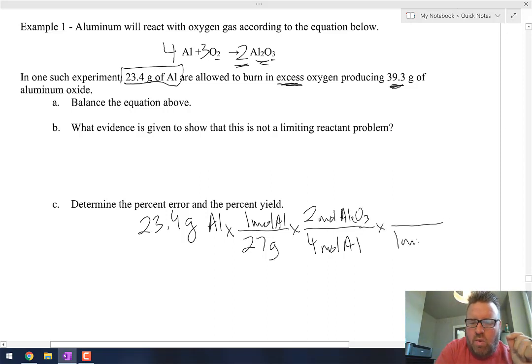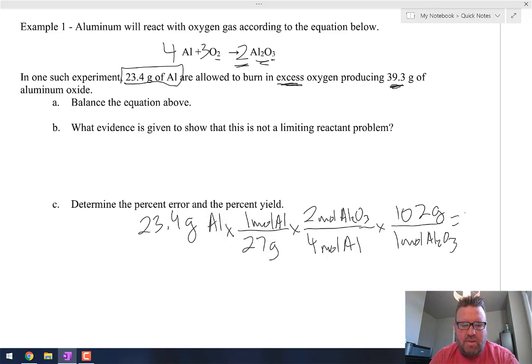And then 1 mole of aluminum oxide has a mass of, let's see, aluminum's 27. There's 2 of them. That's 54. 54 plus 48 is 102 grams, if I did that correctly. Okay, and now I'm going to take 23.4. I'm going to divide by 27. I'm going to multiply by 2 and divide by 4. And then I'm going to multiply by 102.